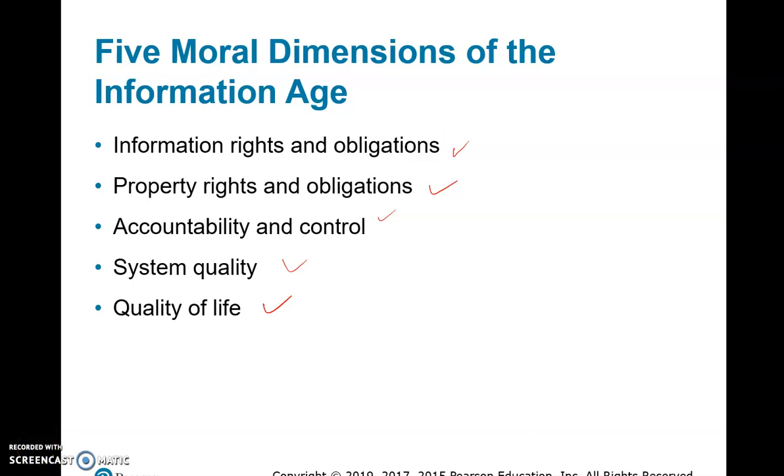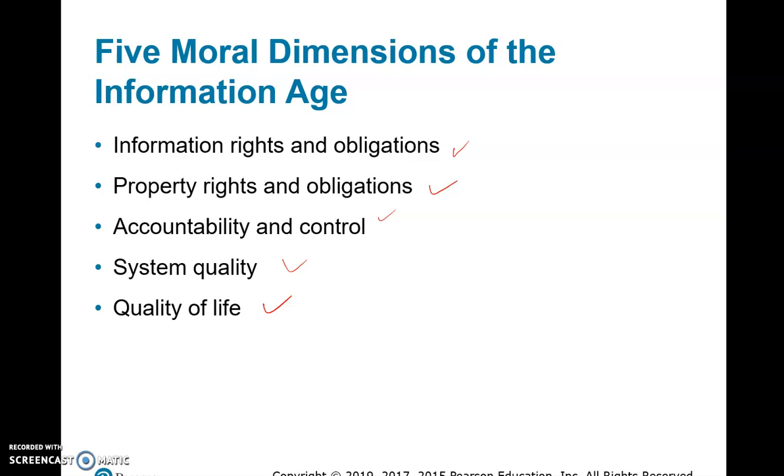So let's talk about these five moral dimensions a little more. The information rights and obligations looks at what information rights do individuals and organizations possess with respect to themselves and what can they protect. With the property rights and obligations, how will traditional intellectual property rights be protected in a digital society in which tracing and accounting for ownership are difficult and ignoring such property rights is so easy?